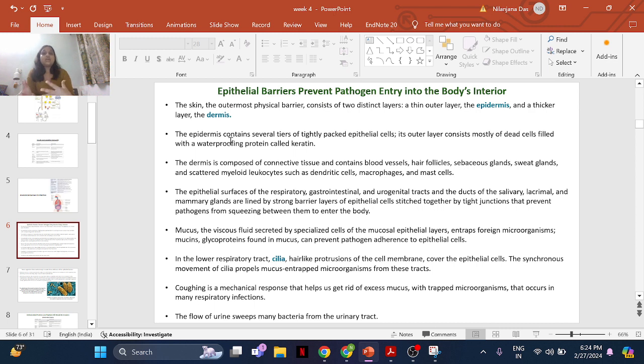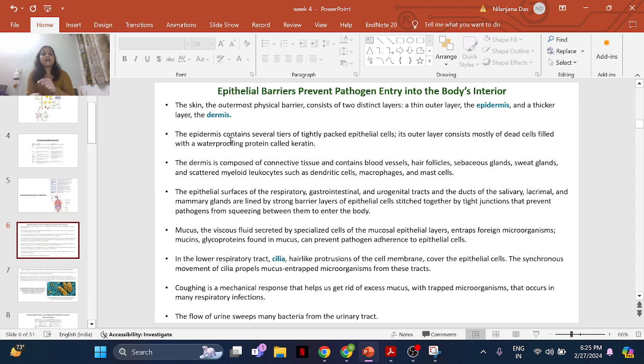All these cells and glands will secrete some proteins, peptides, and certain other antimicrobial substances which will prevent the entry of these pathogens. Then other epithelial surfaces of our respiratory tract, the gastrointestinal tract, the urogenital tract, and the ducts of the salivary glands, lacrimal glands, like the tears we secrete from our eyes, or the mammary glands, are also lined by epithelial cells which are stitched together by tight junctions that prevent pathogens from squeezing between them to enter the body.